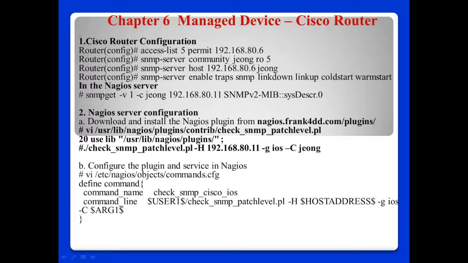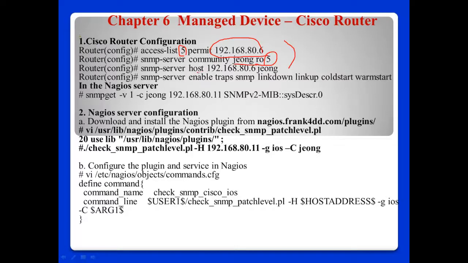First, in the Cisco router, we need to configure like this. First, access list 5 permit this IP address, 8.6, which is the Nagios IP address. And after that, SNMP server community, in my case, the community will be John, and read only with the number 5. Number 5 means the access list number.